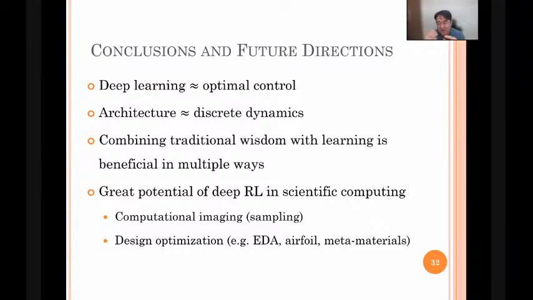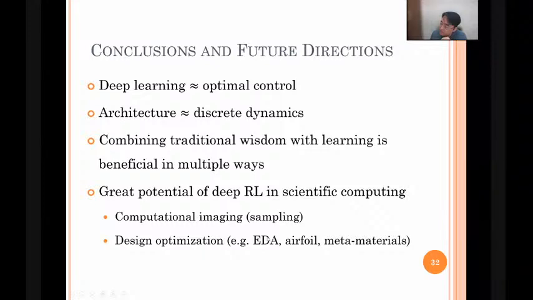And assuming that you have a good surrogate model for fluid dynamics, you can actually use reinforcement learning to iteratively update the shapes, so that, for example, the lift and drag are optimized, in a way that people are actually doing in mechanical engineering. EDA as well.